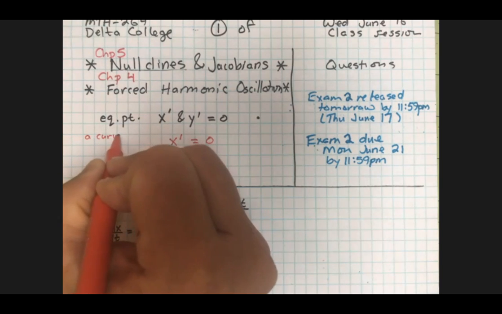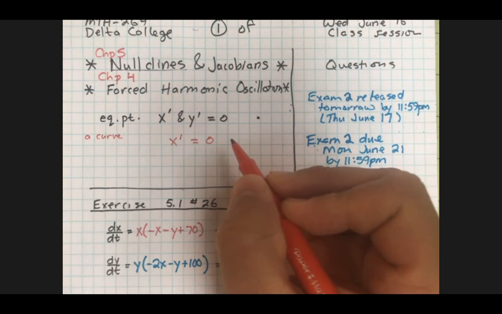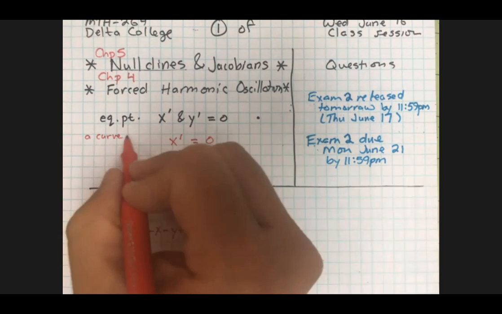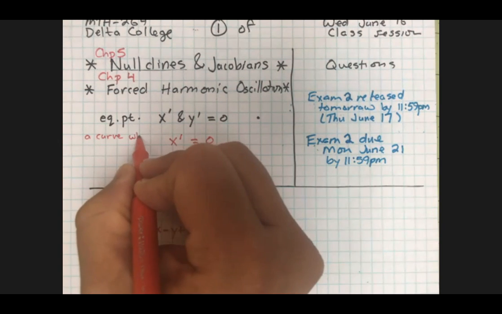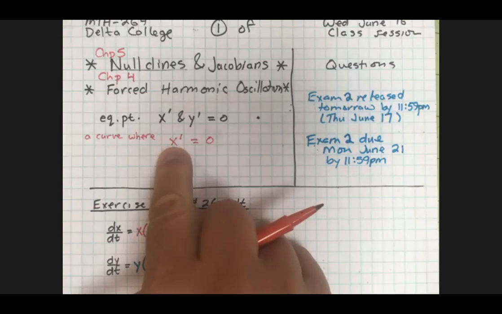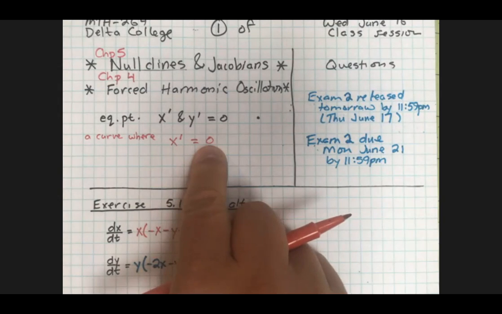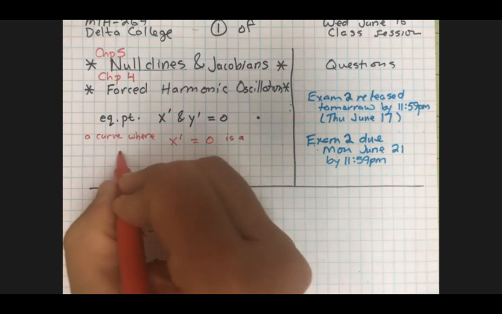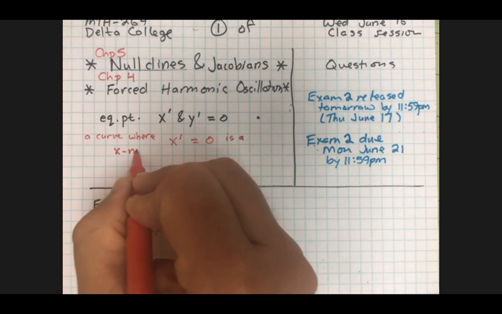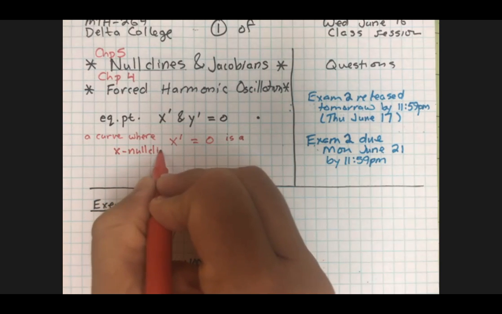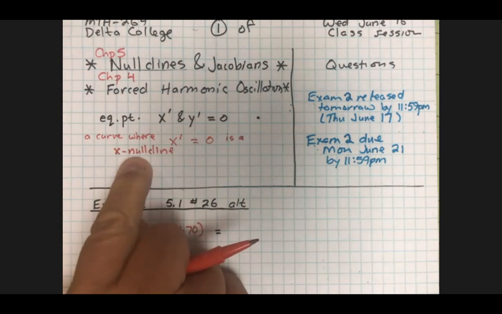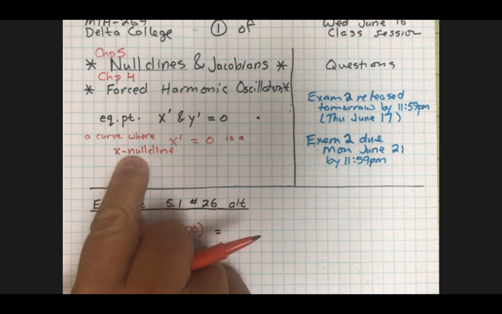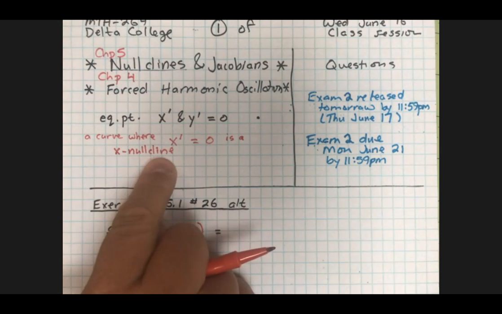And when I say curve, I want to be general and generous. It could be a line, it could be a circle, it could be any wavy thing in the plane. A curve where x prime is equal to zero is called an x nullcline. And that's just a fancy way of saying no inclination in x, no slope in x, no change in x.